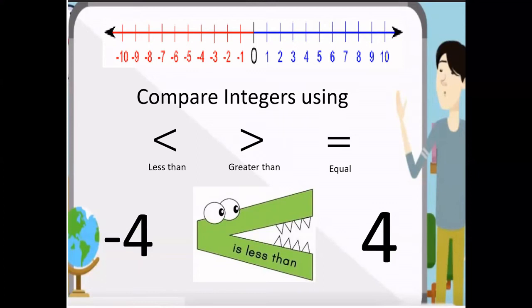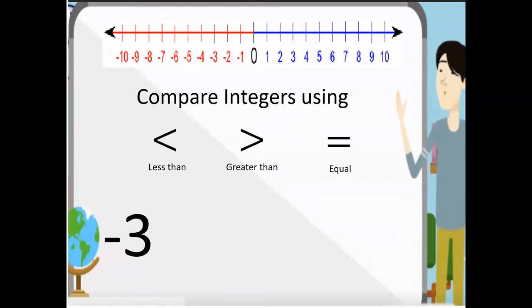So look at the signs. The crocodile is gonna try to consume the positive 4, which is the bigger number. See, if you look at it like this, it's the less than sign. So how do we read this one? You can read this as negative 4 is less than 4, or positive 4. Again, negative 4 is less than positive 4. Okay, next example.